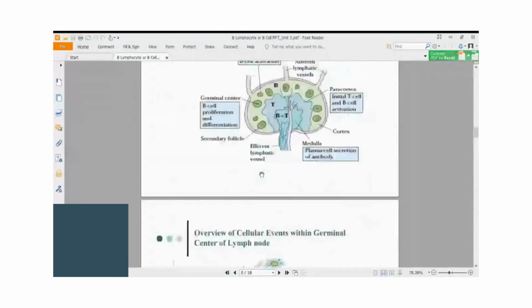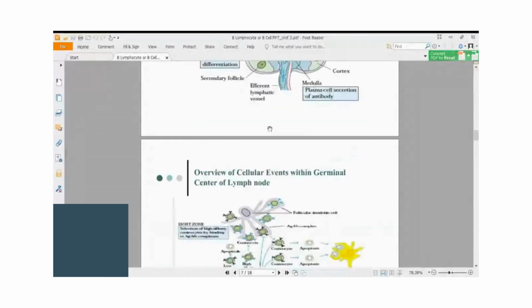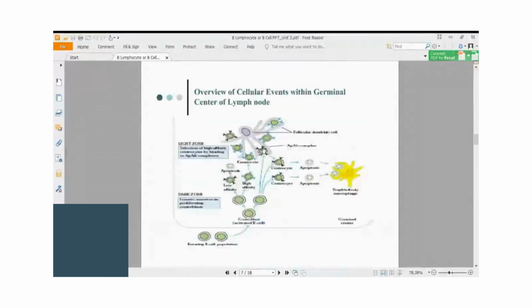For you, you are expected to remember this diagram. It is very important that where all the B cell activation takes place, where the proliferation takes place, and then the aggregation of large population of congregated cells will be there in the paracortex area, and then the antibody producing cells, plasma cells, will be there in the medulla. That's all you need to know. Other than that, this is all only for the understanding purpose.